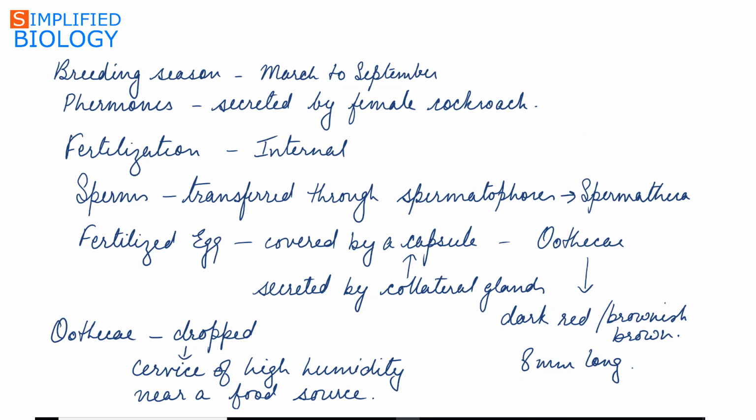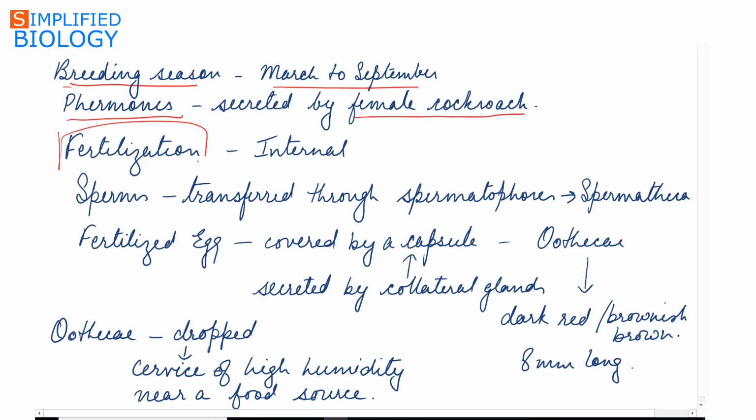The breeding season of cockroach is from March to September. Pheromones, chemical substances, are secreted by the female cockroach that attracts the male cockroach. Fertilization is internal and the sperms are transferred through the spermatophores into the spermatheca of the female.